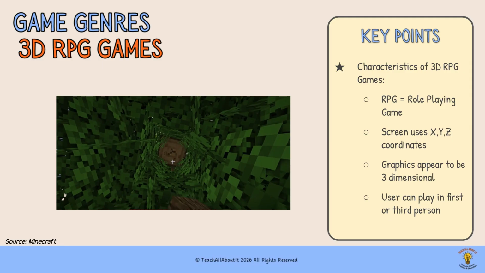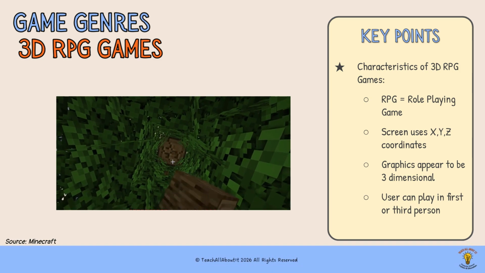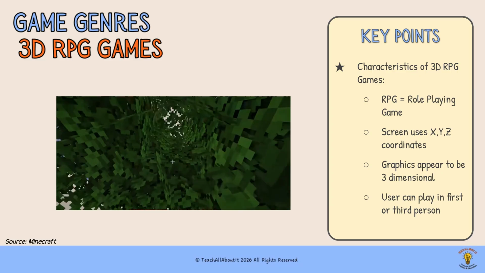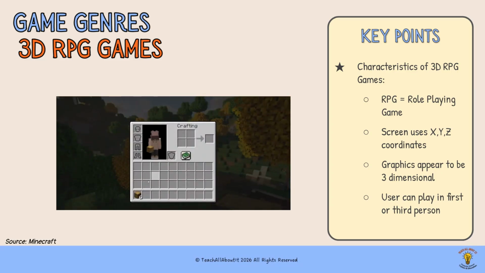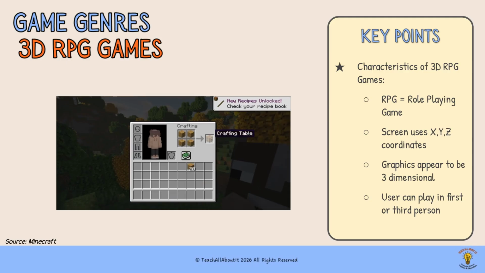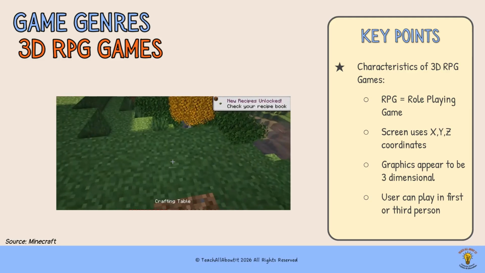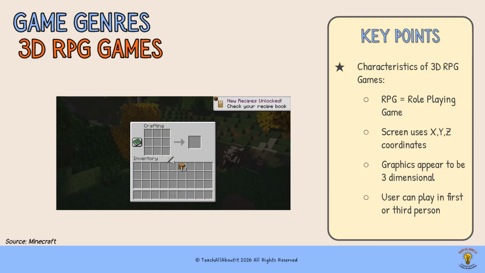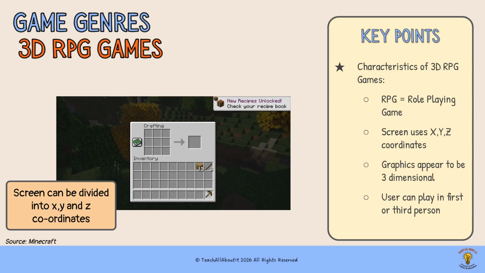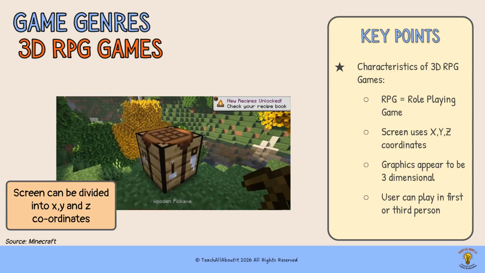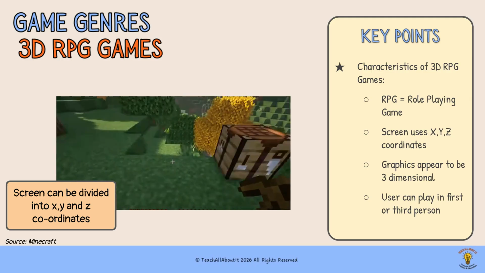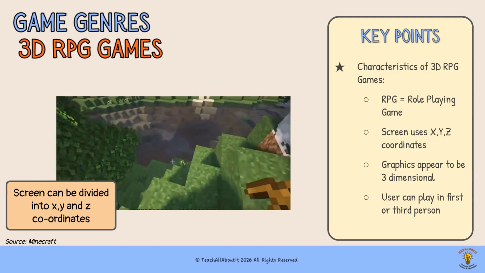And here you can see we have our 3D RPG, and RPG stands for role-playing game. Now, a role-playing game doesn't necessarily have to be role-playing of high fantasy. It is simply you are playing as the character, and you are often moving around as if you are them. So in this case, our role-playing game is using a 3D environment. That simply means that we are using an X, Y, and Z coordinate.